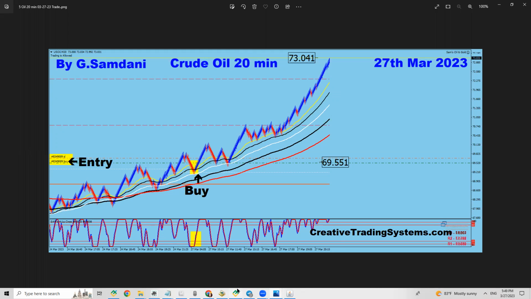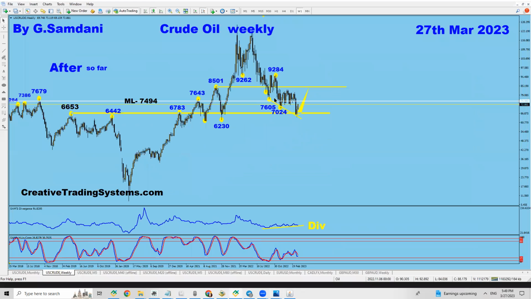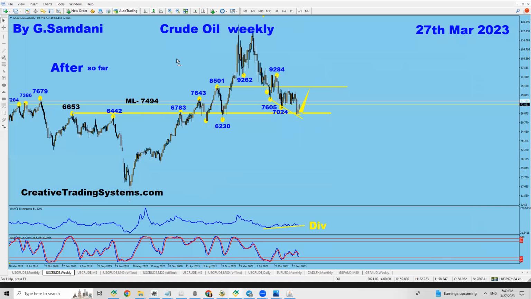This is what I was showing, that this is what we are doing, and whatever system or entry method you're using, use it. But this is what is happening right now. So now the big level is coming, 74.94. That's a monthly low. And if we break that, then we're probably going to go to these few numbers here, and then the big number is 85.01. All right, so I just wanted to show you guys.